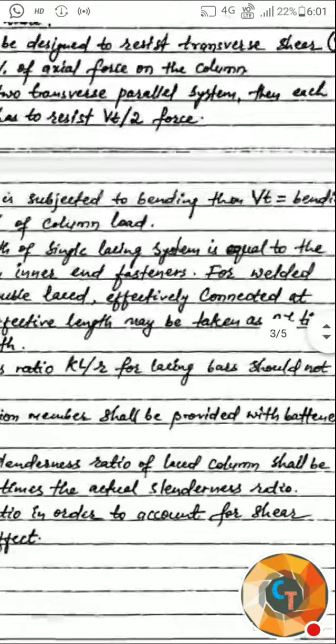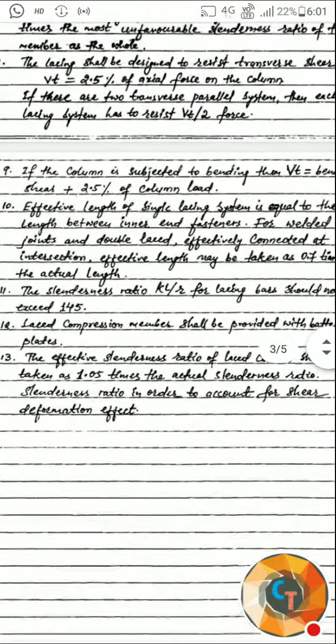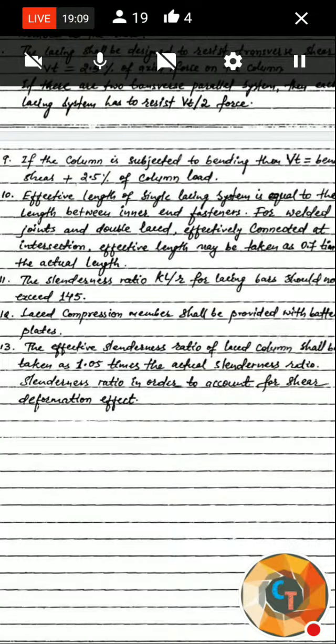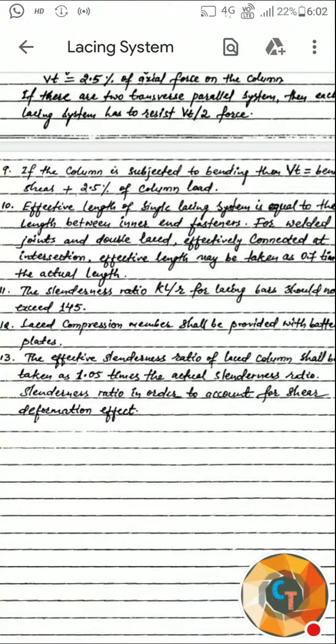Here he has given it in the 10th point. Is it clear now? Is the 10th point clear? Okay, I'll proceed.